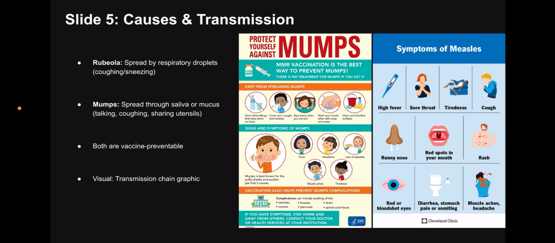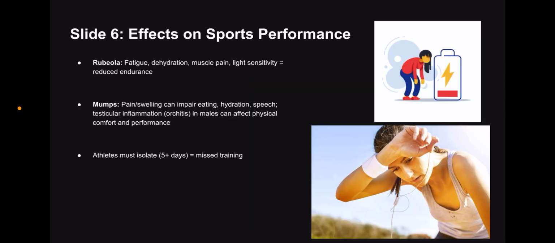So the causes and transmissions for specifically rubeola: spread by respiratory droplets, so pretty much coughing or sneezing. And then in regard to mumps, this is spread through saliva or mucus. Simply talking, coughing, or sharing utensils can transmit the disease from one person to the other. Both are vaccine preventable. And then the visual effects, transmission chain graphic. So pretty much the visuals that you saw earlier in the past slides are very good examples of what goes on between mumps and measles.